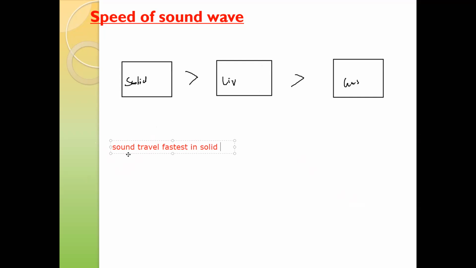What's the reason why sound travels fastest in solid? Because sound is by vibration of the particles in the same direction as the motion. In solid, the particles are tightly packed together.